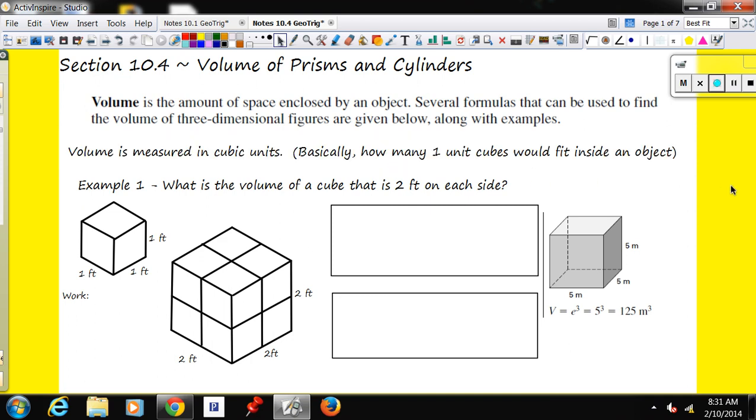So, volume is measured in cubic units. Basically, it's how many 1 unit cubes would fit inside of an object. So if we want to fill something up, we would measure it in little cubes of units, little cubic inches, little cubic feet, things like that. It's how many 1 unit cubes would fit inside.